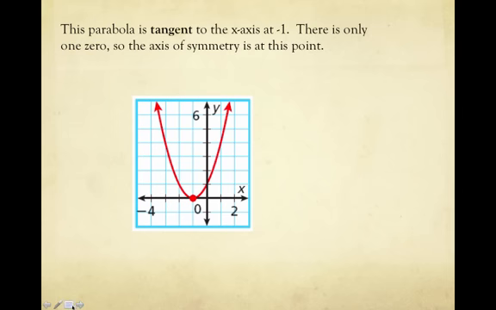Here I've got a parabola that is tangent. Tangent means that it is touching. It is tangent to the x-axis at this point, -1. I only have 1 zero, so that's exactly where my axis of symmetry is, at that point where it is touching at -1. So my axis of symmetry here is x equals -1.